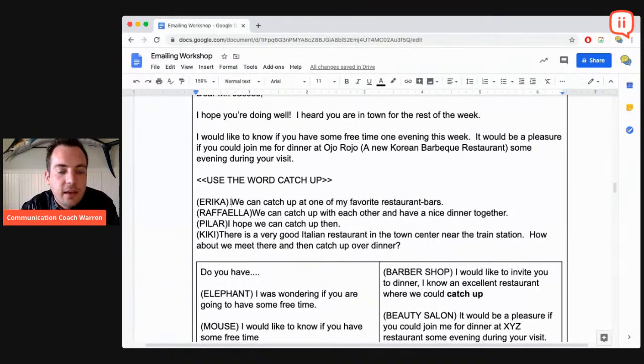And then if you think that the last situation, Kiki, is the best: there is a very good Italian restaurant in the town center near the train station, how about we meet there and then catch up over dinner? If you believe that is your favorite response, then write Kiki in the chat box now.